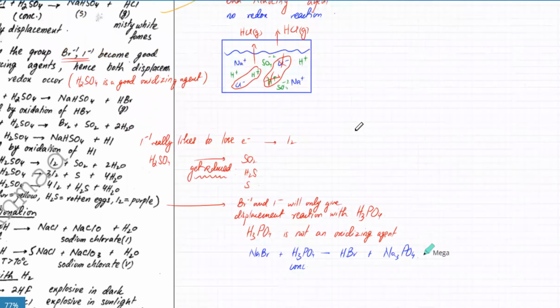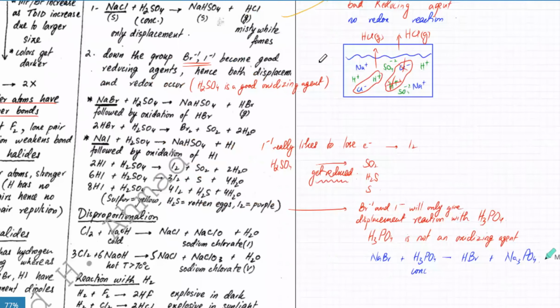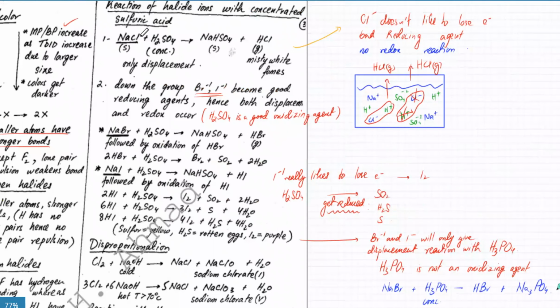Okay, so is this clear? Yes, these reactions are very important. You have to remember these reactions. Cl-1, pretty much no redox reaction. Why? Because Cl-1 doesn't like to lose electrons. Down the group, Br-1 and I-1 like to lose electrons, but you need someone who likes to gain electrons as well. So H2SO4 is a good oxidizing agent, which is why you get a lot of redox reaction. And if you don't want a redox reaction, just change sulfuric acid to phosphoric acid and you won't get a redox reaction.